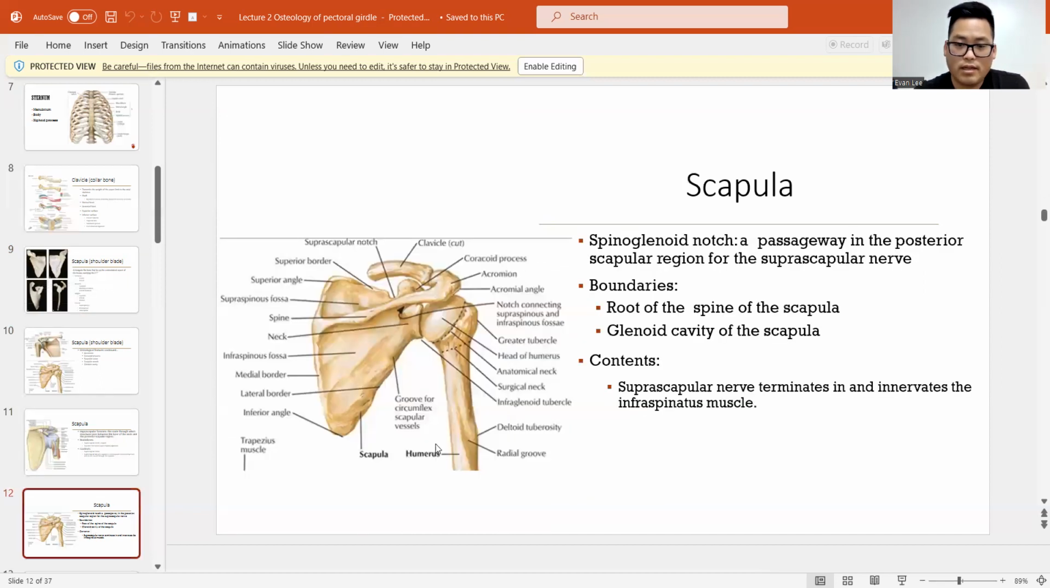The spinoglenoid notch is also very helpful to look for because there are things that travel along there as well, which is the continuation of the suprascapular nerve, and then it will go further down into the infraspinatus muscle as it travels. So looking for these notches can be helpful for finding certain nerves and blood vessels, which is what those landmarks are helpful for. Just try to keep these in mind and also ask yourself, is there something that we're looking for while we're here?